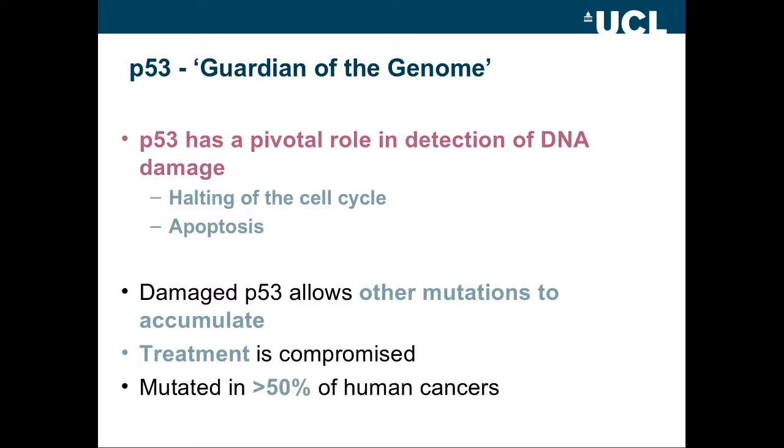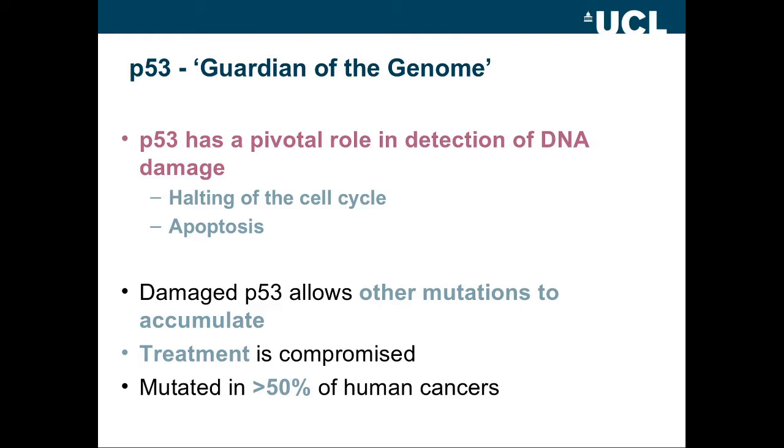Let's take p53 as an example. So p53 is a protein known as the guardian of the genome. It has a really pivotal role in the detection of DNA damage. It halts the cell cycle to allow repair enzymes to do their job, and if DNA damage is too severe, it triggers apoptosis.